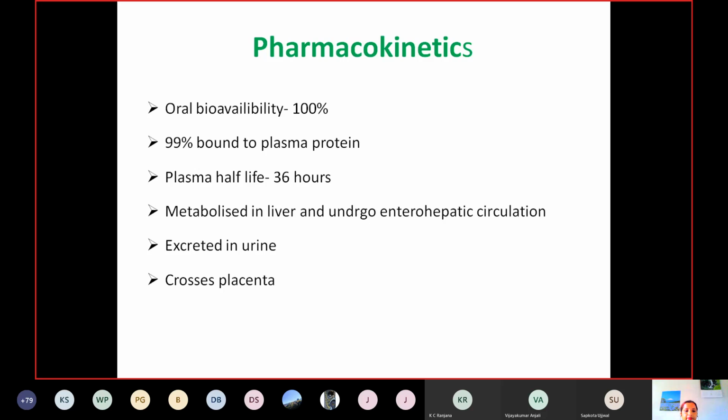Also, it cannot cross the blood-brain barrier, so it has minimal CNS effect, and it doesn't have any teratogenic effect on the fetus. So you can easily give heparin in a pregnant lady, but warfarin can cross the placenta very easily. It has various teratogenic effects, like birth defects: bone retardation of the fetus, cleft lip, cleft palate, and many other teratogenic effects seen in the fetus if you give warfarin. So it is contraindicated in a pregnant lady.